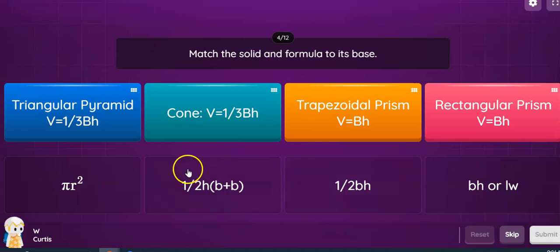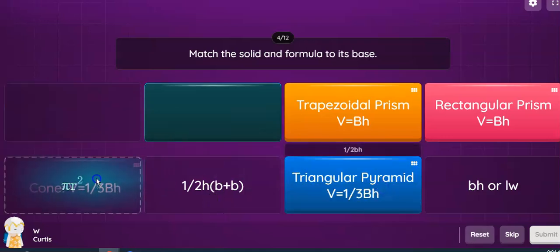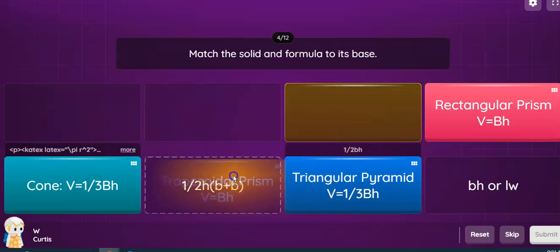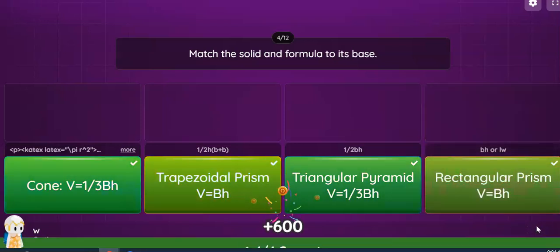Make sure you know what your bases are. In a triangular pyramid, the bases are triangles, which is 1/2 BH. In a cone, the base is a circle, which is pi r squared. A trapezoidal prism has trapezoidal bases, and a rectangular prism has rectangular bases.